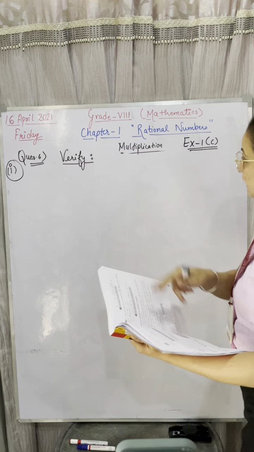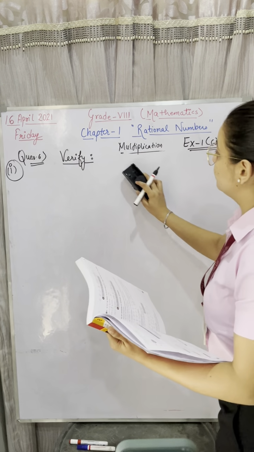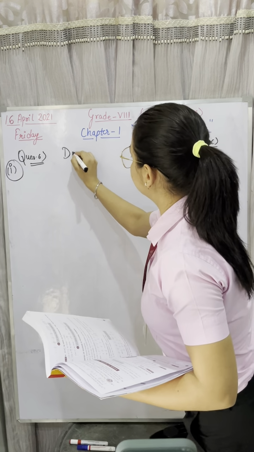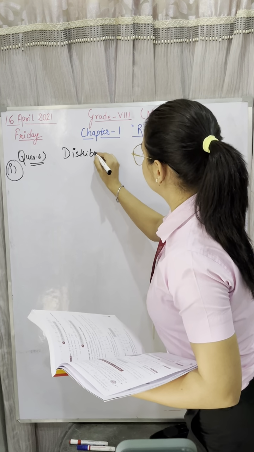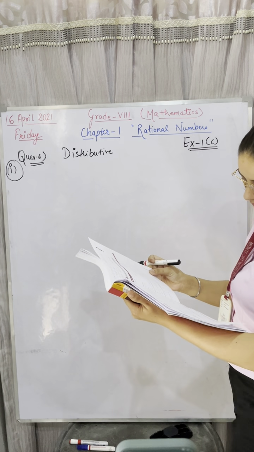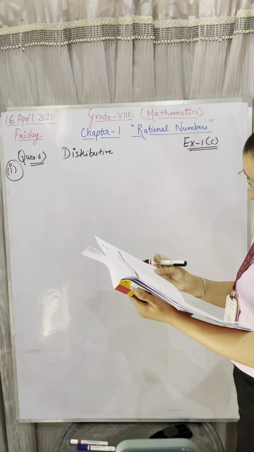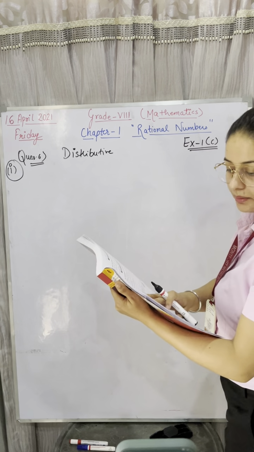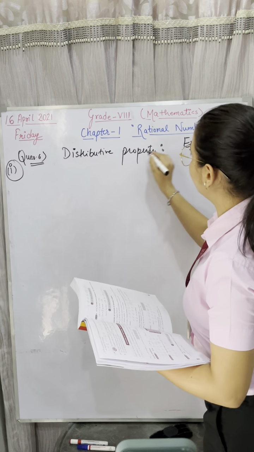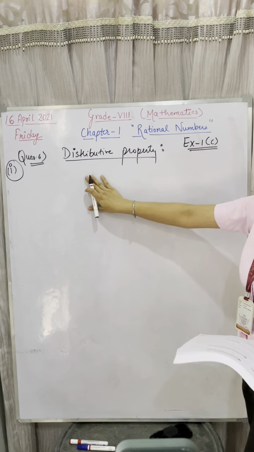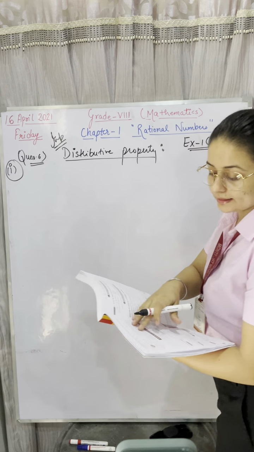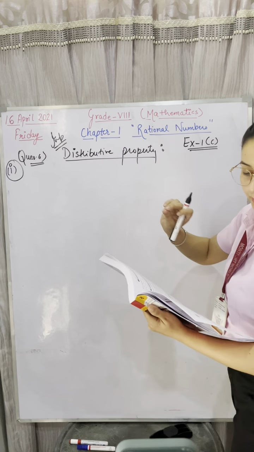Seventh question is based upon distributive property. Yesterday we discussed distributive property and did some questions. Distributive is a very important property, I told you that in the beginning. And now we have a complete question in this exercise based upon this property.